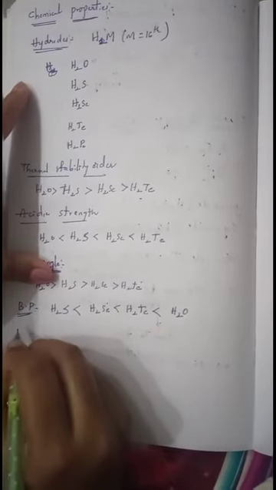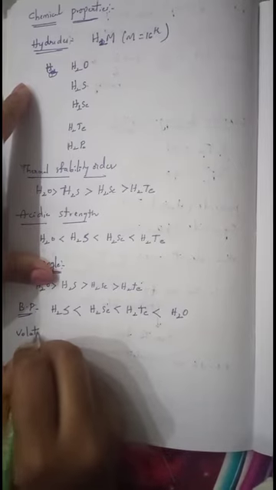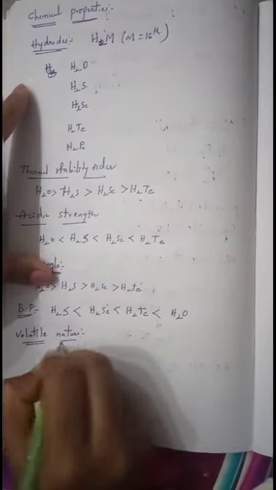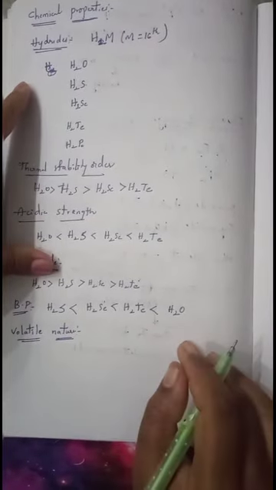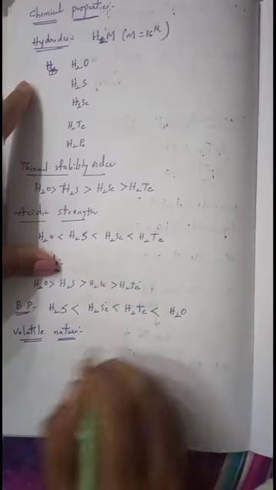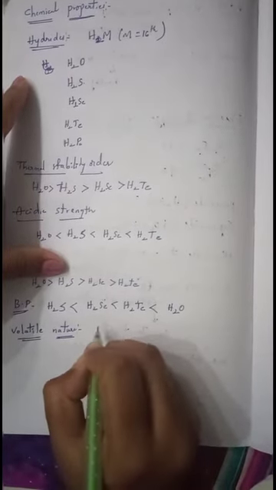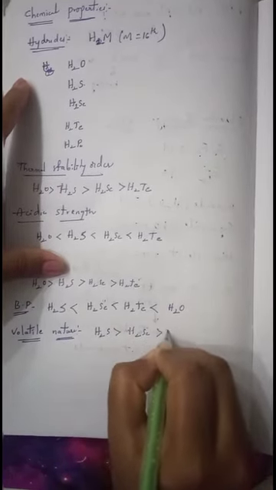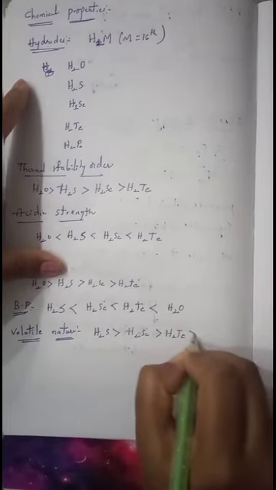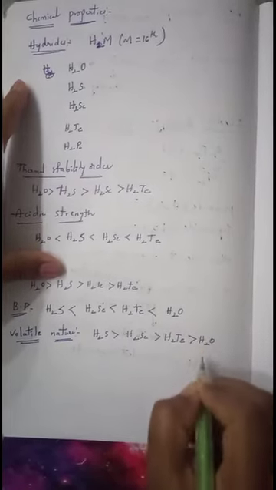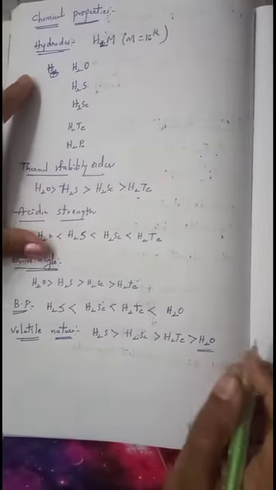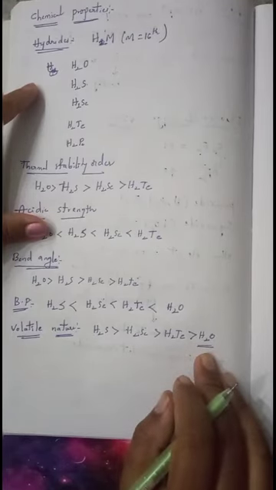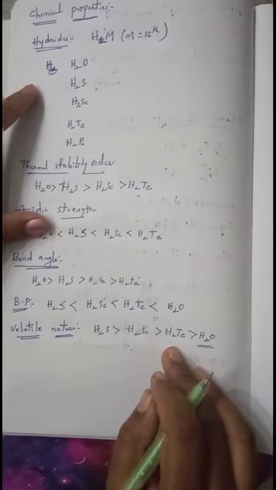Next one, volatile nature. What is meant by volatility? Volatility is nothing but the property to evaporate into the environment when exposed to air. That is called volatile property. When you observe that volatile property, it is very high for H2S, then H2Se, then H2Te, which have more volatile property than H2O. As you know, when you keep H2O at room temperature, it will not evaporate so easily. That's why H2O has less volatile property than the other hydrides in the same group.